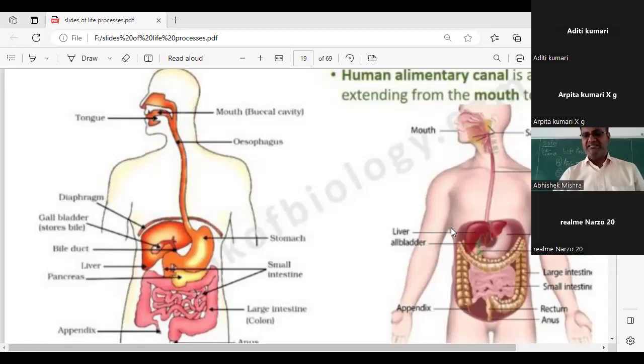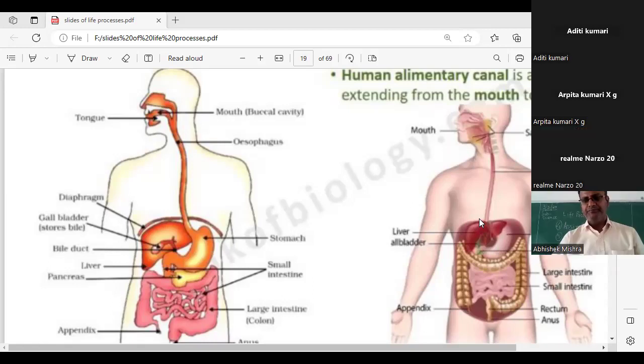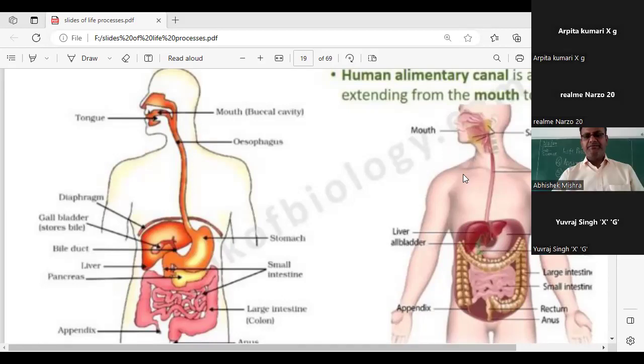And ultimately, after the food is digested, the absorption is done. The food will be assimilated. What is assimilation, Arpita? Arpita, what is assimilation? Just now we discussed. Yes, sir. Assimilation is the process by which the digested food is absorbed and utilized for energy.